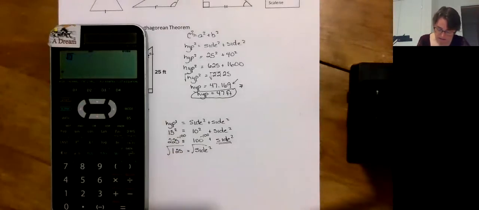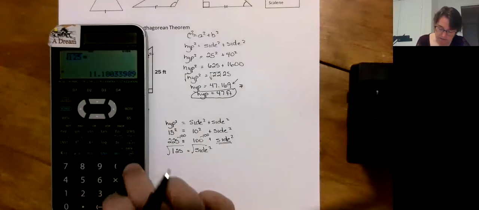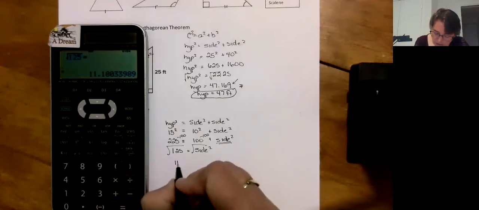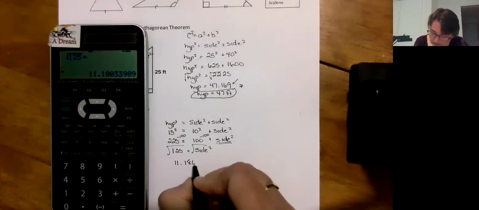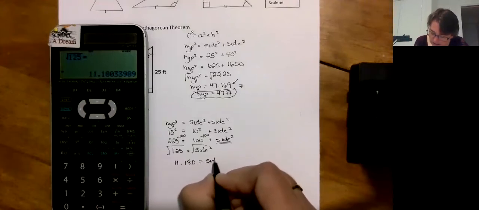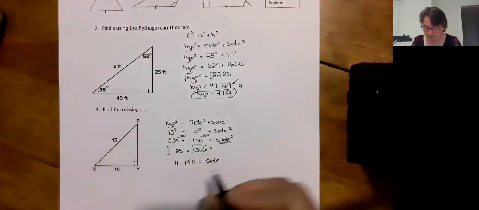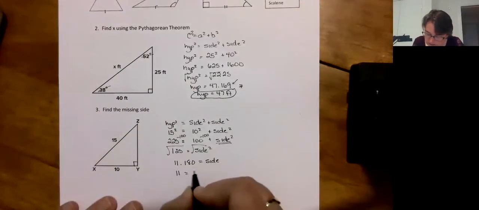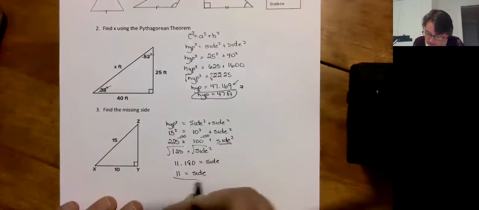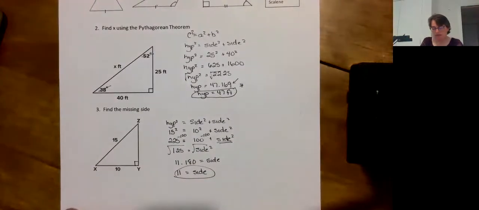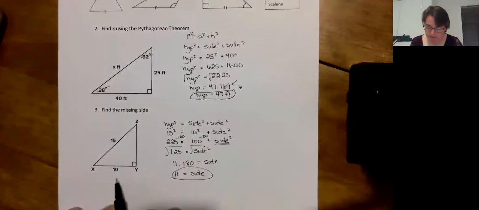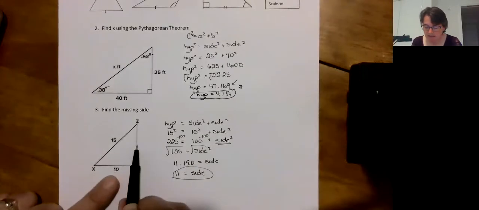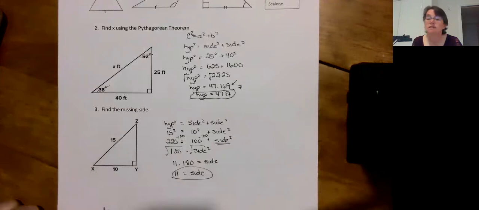I might calculate the square root of 125 like that. 11.180, so 11. This one didn't have any units on it, so I am not going to worry about units. And because it's a side of the triangle, it needs to be smaller than my hypotenuse. And ta-da! That is the Pythagorean theorem.